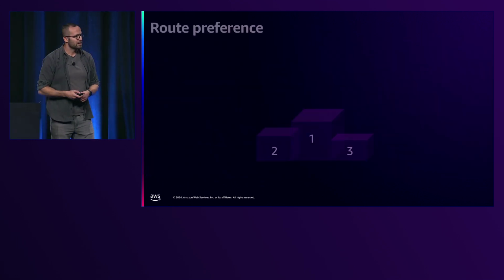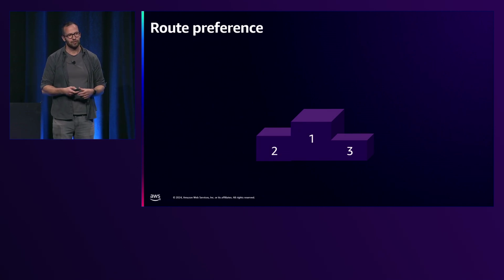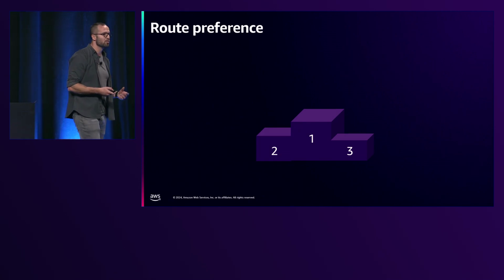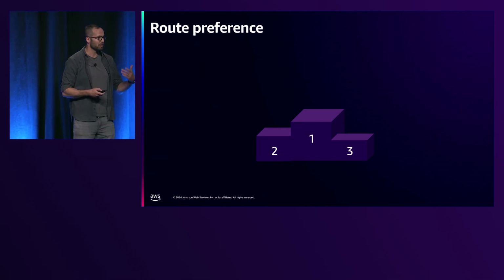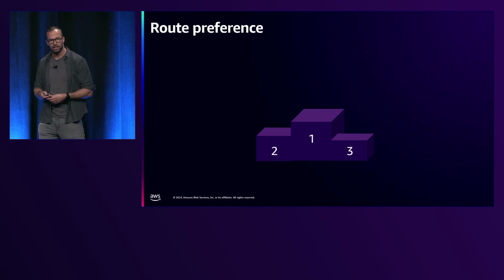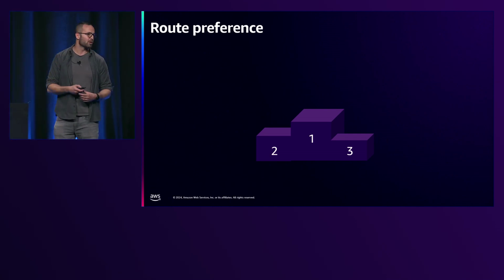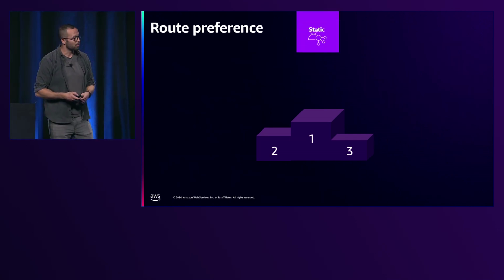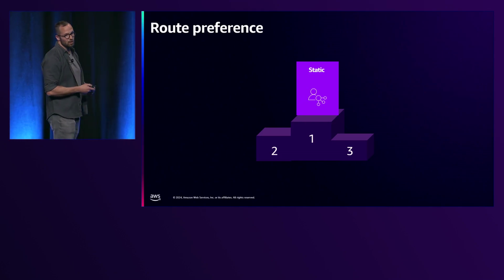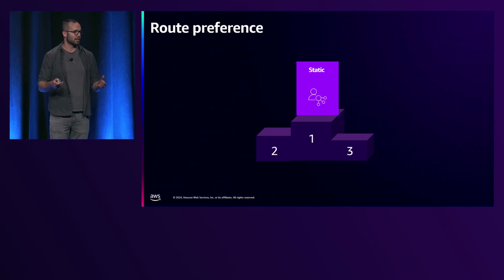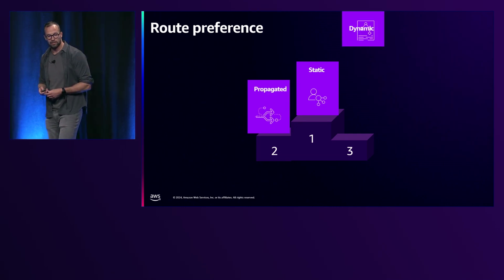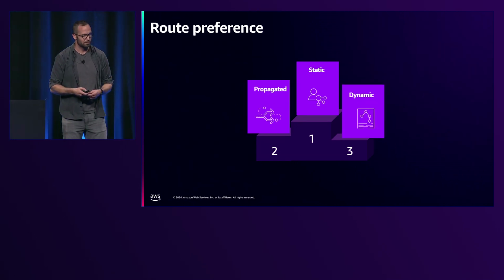Now, if you receive the same route from multiple places or from multiple different ways, maybe static routes, propagated routes, as well as dynamic, what is going to be the order of preference? We will always prefer static routes over any other routes that a networking component will see, then propagated routes, and then finally dynamic routes.